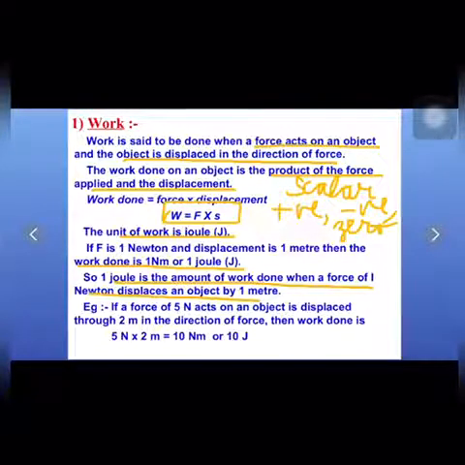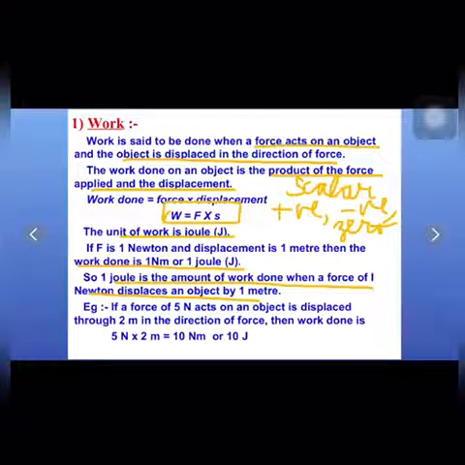Work done can also be negative when the force applied is opposite to the direction of displacement. So when we apply force on an object and it displaces in the opposite direction, then we say that work done is negative. Again, we can take the example of tug of war. In tug of war, the work done by the losing team is considered as negative work done because here the force and the displacement are in opposite directions.